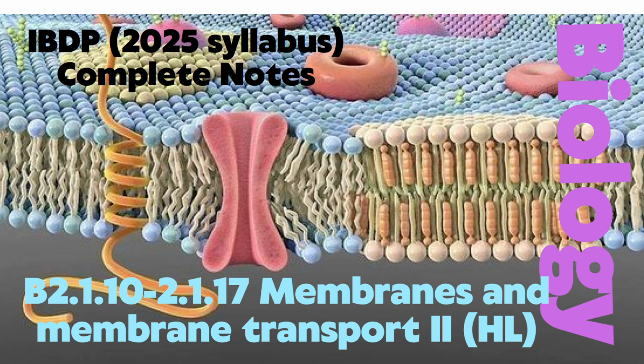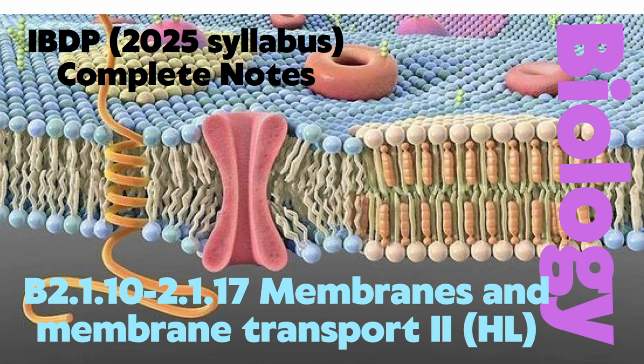Previously, we talked about the membrane, okay? The structure of the membrane and some basic membrane transport. And now we are on the HL part, more complicated, about the details of the cell membrane and also about why we have the model, the evolution of the model of the cell membrane, the plasma membrane.